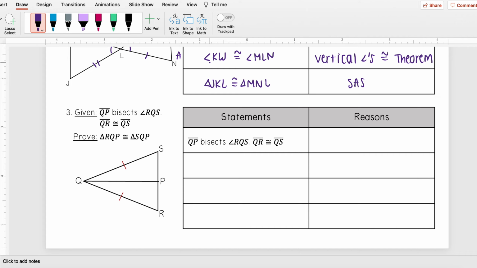Okay, let's look at one more. So here I'm given that QP bisects angle RQS and QR is congruent to QS. So I have a congruent side already to start off with. Now I need to remember what it means that QP bisects an angle. QP bisecting the angle means it's cutting that angle in half. So it's creating two congruent angles. So it's bisecting RQS here. So that means that these two angles are congruent. So I have that angle RQP is congruent to angle SQP. And that's just going to be definition of angle bisector.